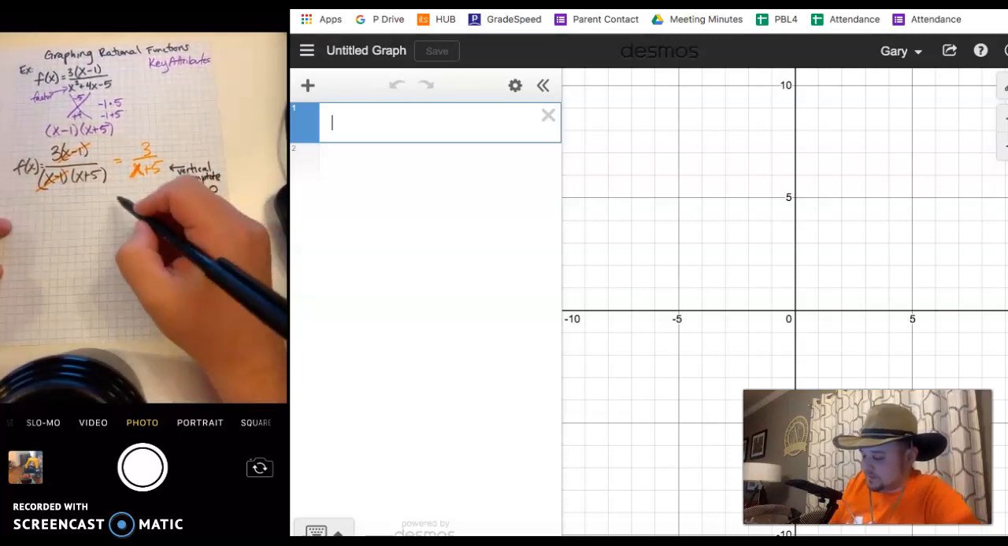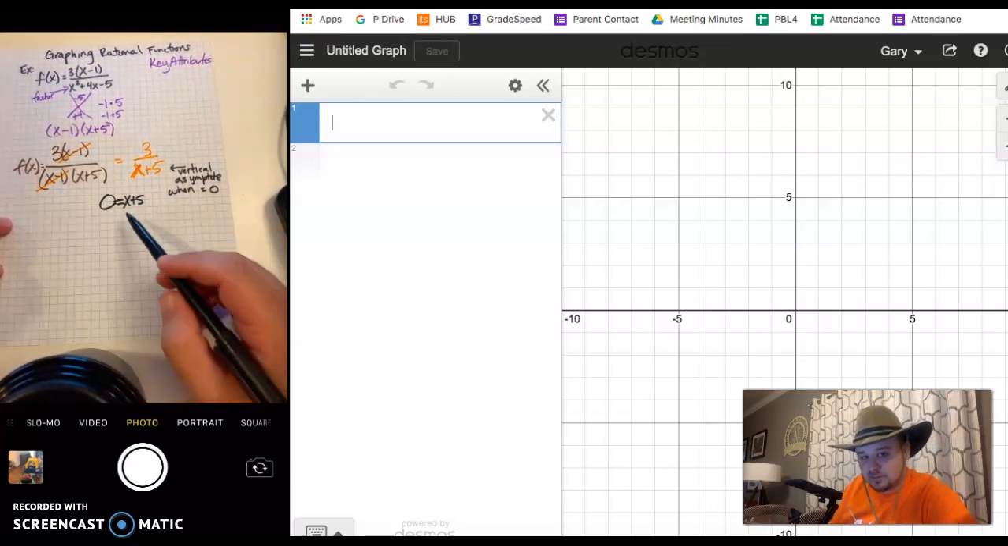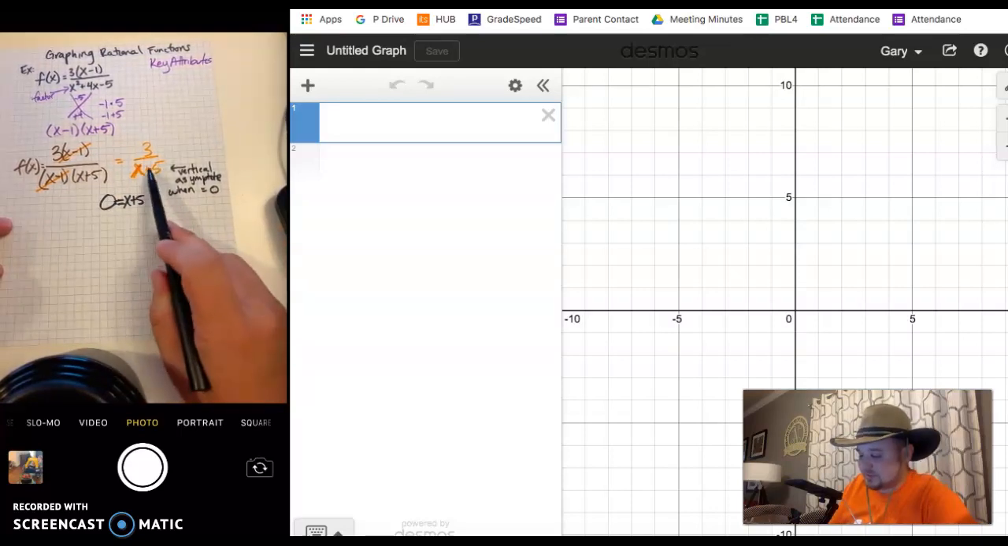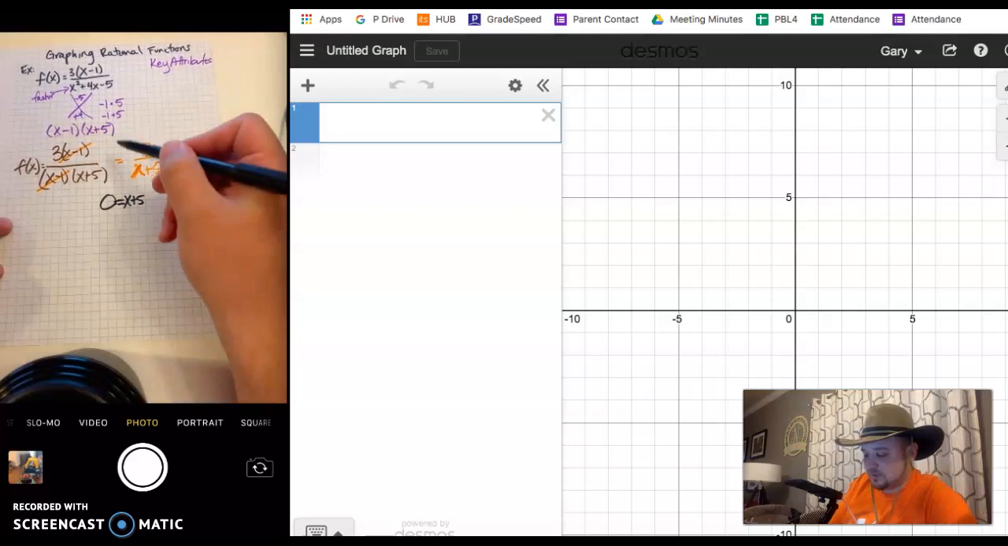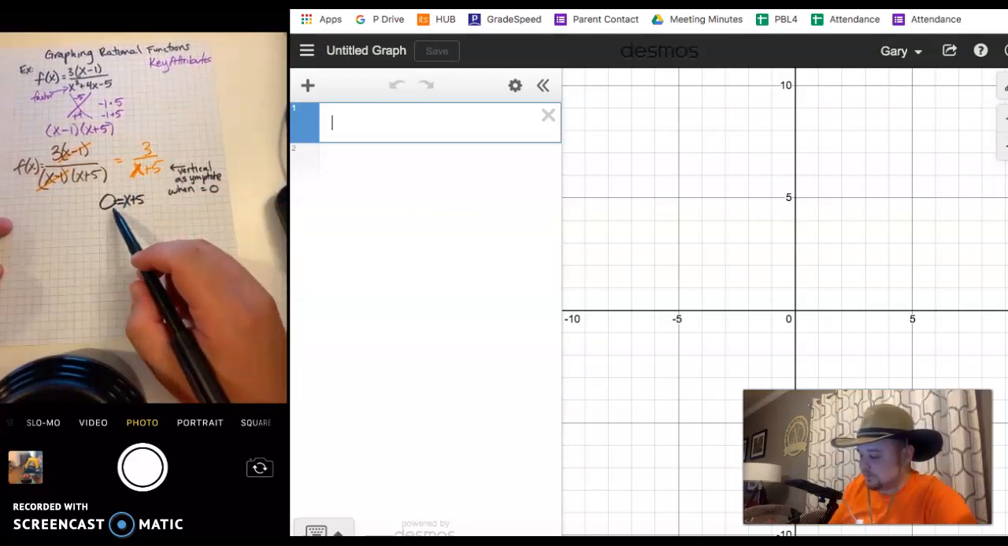So let's set this equal to 0. So x plus 5, let's say that was going to be equal to 0. We want to figure out what number for x we can plug in that's going to make this 0, because that's where our vertical asymptote is going to be. That's where we're going to have a vertical line where our graph is not going to exist. So let's go ahead and do that.